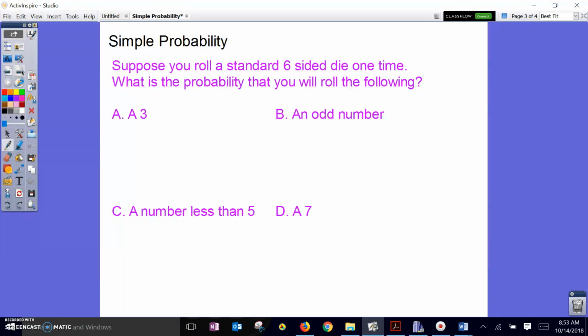All right. Next example. Suppose you roll a standard 6-sided die one time. What is the probability that you will roll the following?